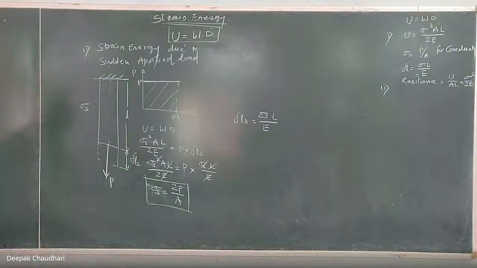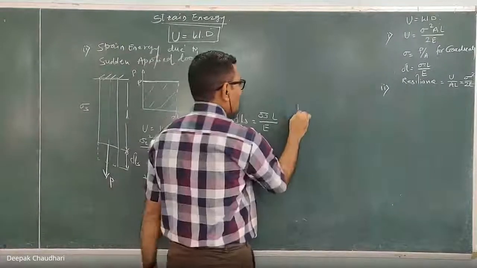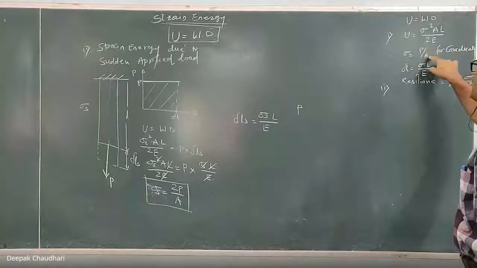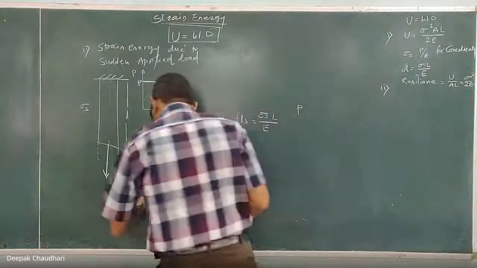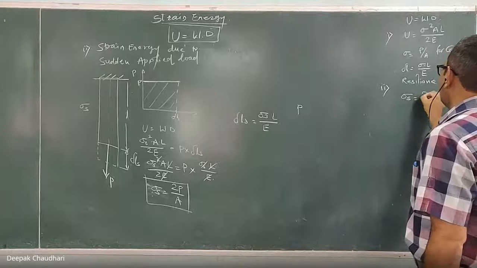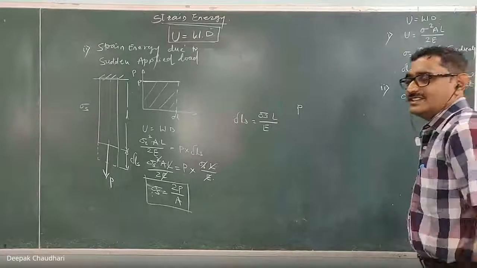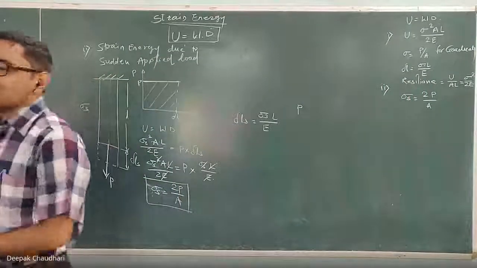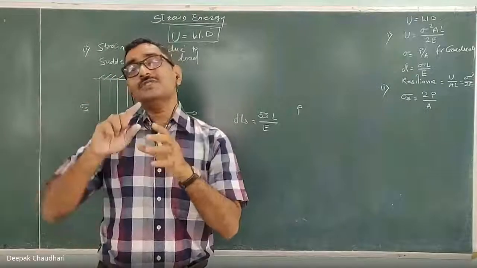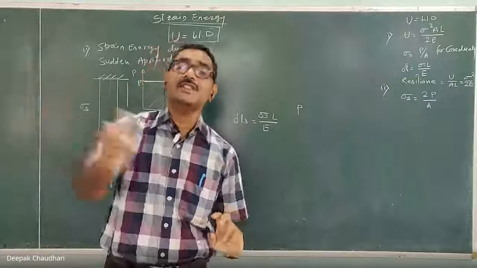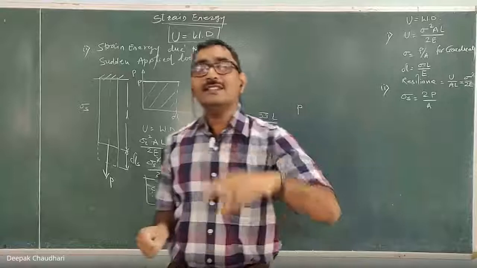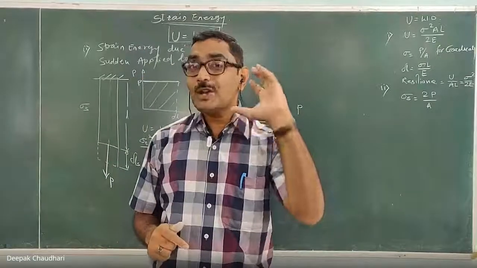If the same load, the force P, is applied gradually, the stress because of the gradually applied load is P upon A. But when the force applied is a sudden applied load, the stress induced is 2P upon A. From this I would like to conclude that if the same load is applied gradually, the stress induced is half of the stress induced because of the sudden applied load, or the stress induced because of the sudden applied load is twice that because of the gradually applied load.